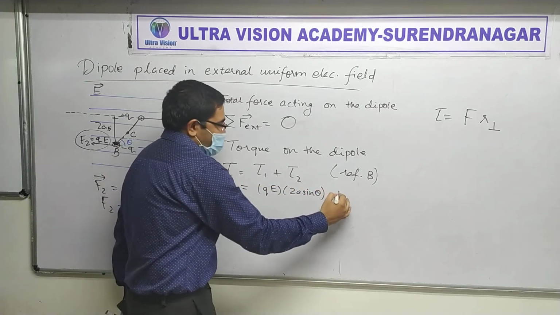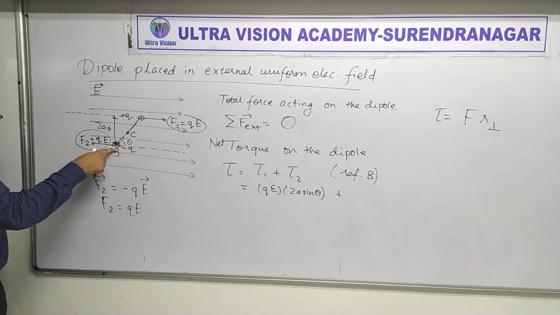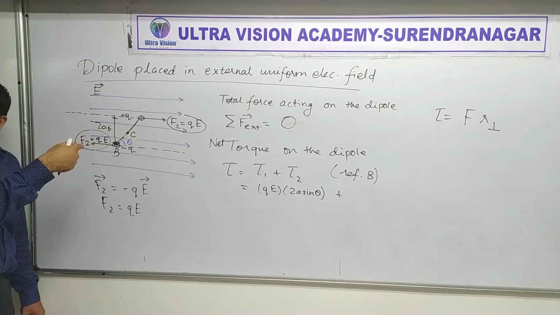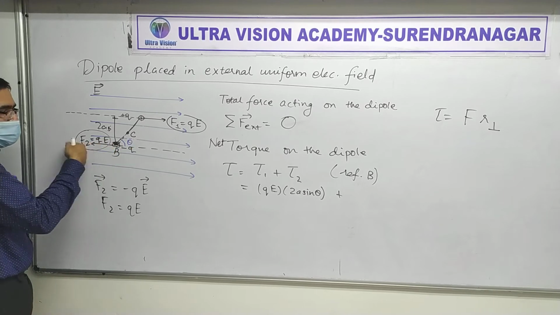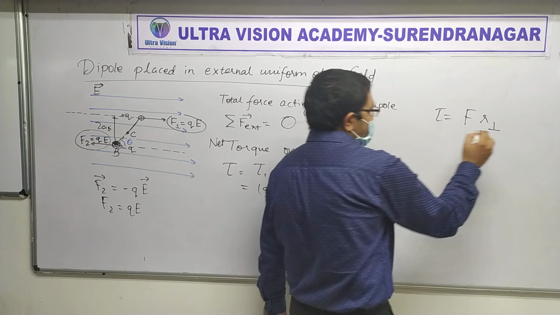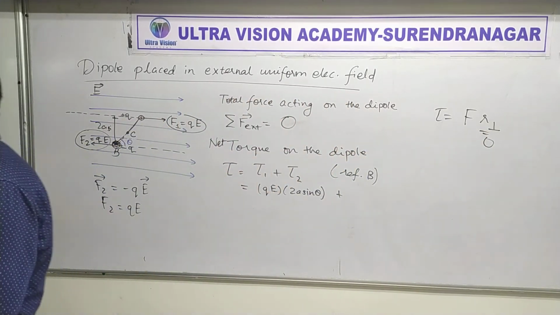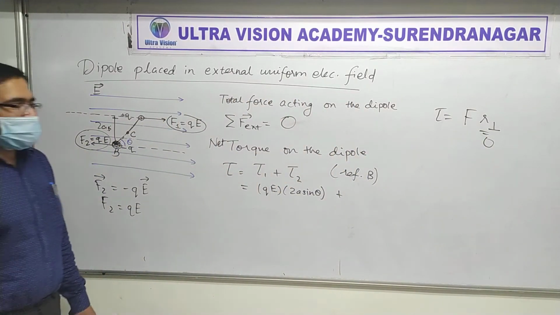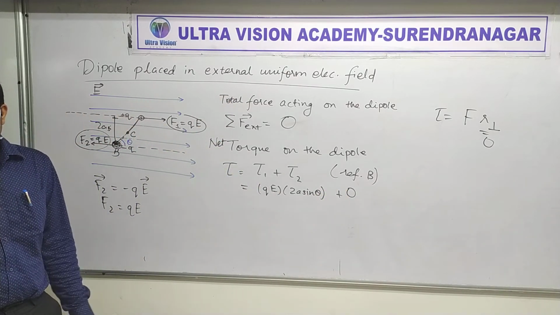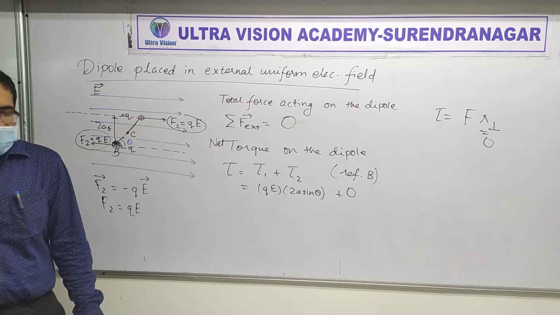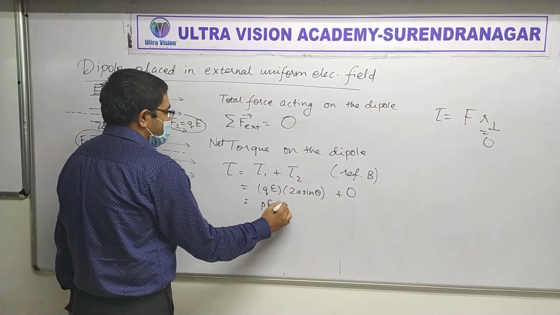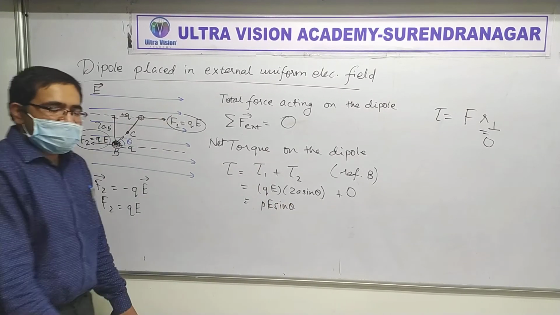Now torque due to the second. This is the reference and the force is passing through there. So how much torque? Zero. Because when the force passes through the point of reference, perpendicular distance becomes 0. So the torque is also 0. Do you remember that? Done? Easy enough? So finally what do we get? P E sine theta. Clear?